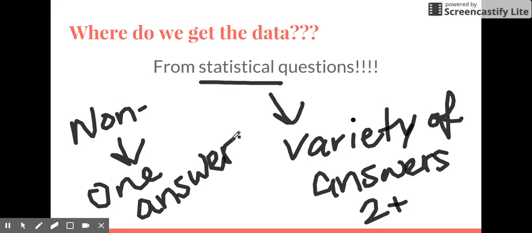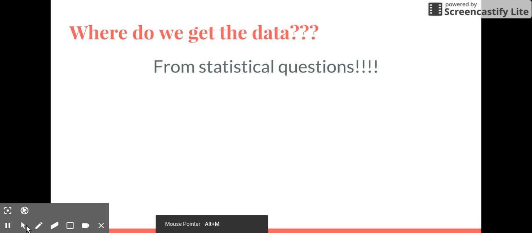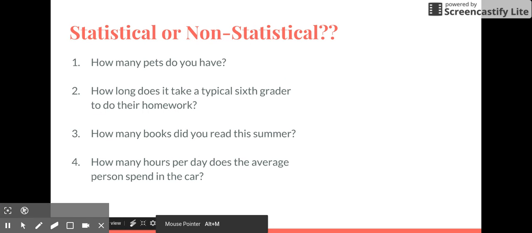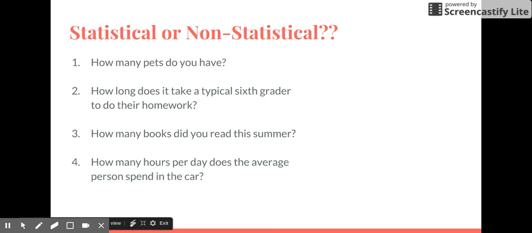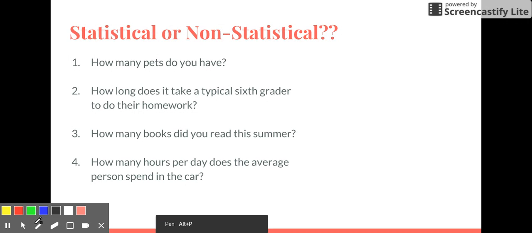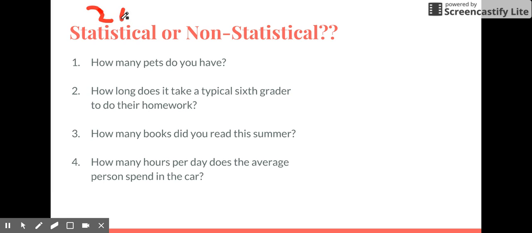So when you're looking at these questions and you're trying to figure out what's what, ask yourself, if someone asked me this question, would I answer it in one way or multiple ways? So let's look at some examples. Statistical or non-statistical. Again, don't forget, statistical is going to have more than one answer, so we could say 2 plus, and non-statistical would only have 1.